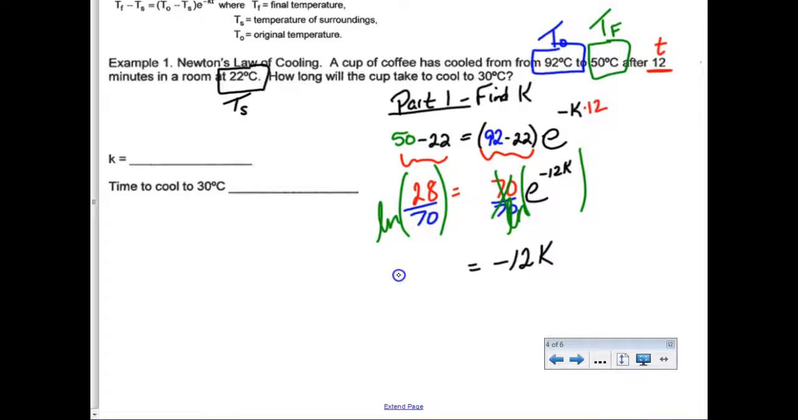I have no idea what that number is. I did not write it down ever. What's the natural log of this? Something negative? Negative 0.916-ish. Yeah. And we're truncating, so like 3 decimal points is good. Thousandths place is fine. All right, divide both sides by negative 12.